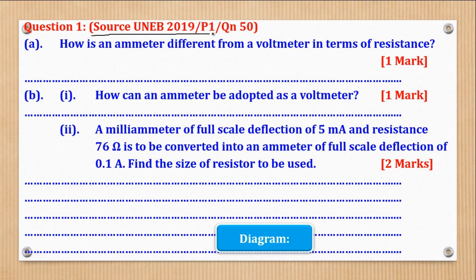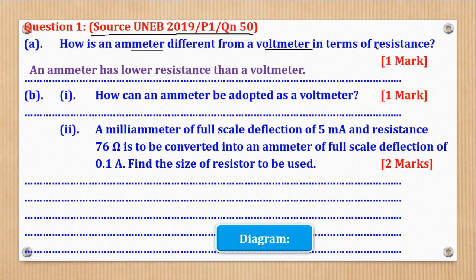Question 1 came from UNEB 2019, paper 1, question 50, and part A says, how is an ammeter different from a voltmeter in terms of resistance? So here we shall say that an ammeter has a lower resistance than a voltmeter. If you wrote that, that would be 1 mark.